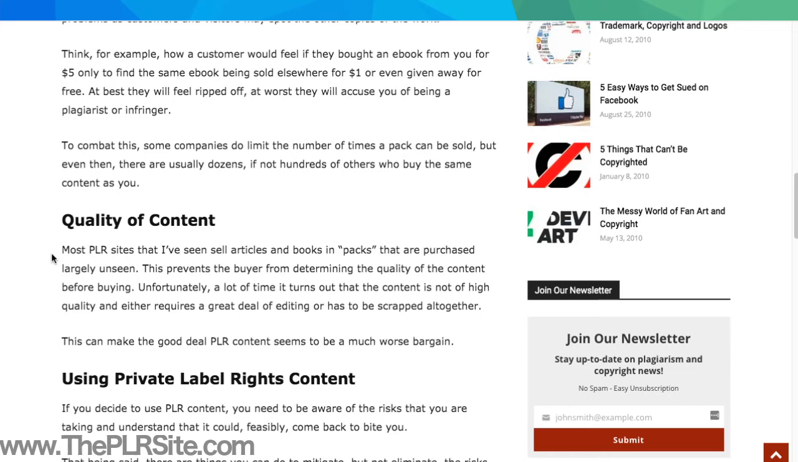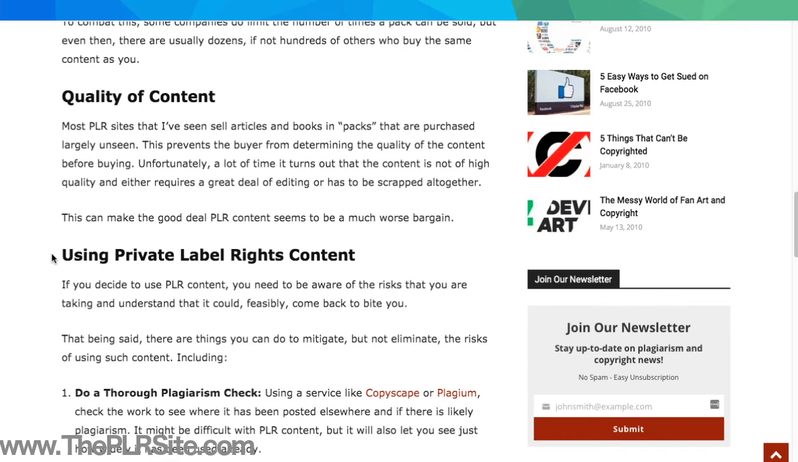So, quality of content. Most PLR sites that I've seen sell articles and books in packs that are purchased largely unseen. This prevents the buyer from determining the quality of the content before buying. Unfortunately, a lot of the time it turns out that the content is not of high quality and either requires a great deal of editing or has to be scrapped altogether. This can make the good deal PLR content seem to be a much worse bargain.